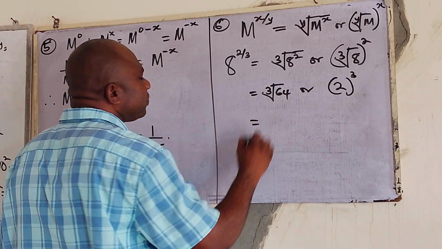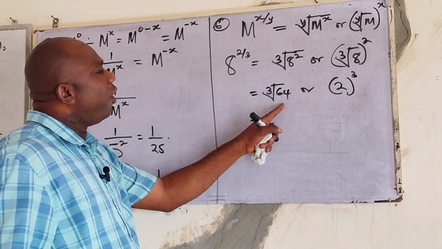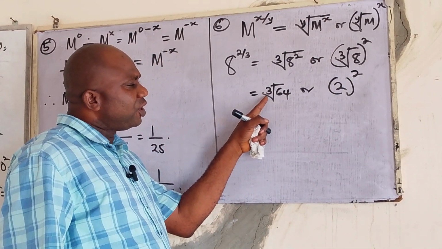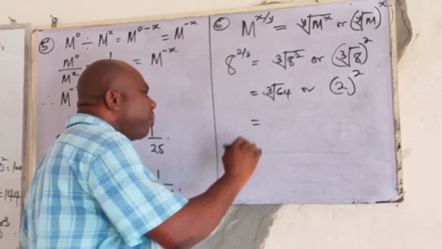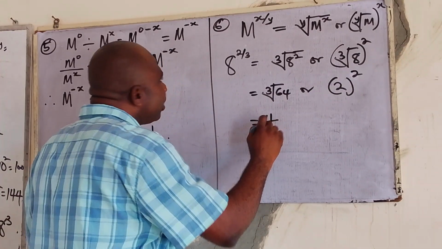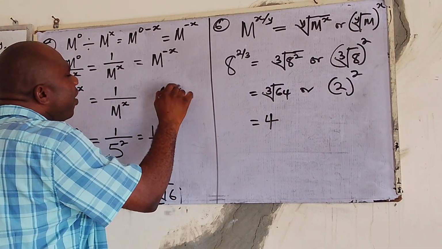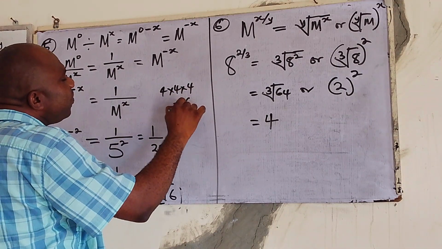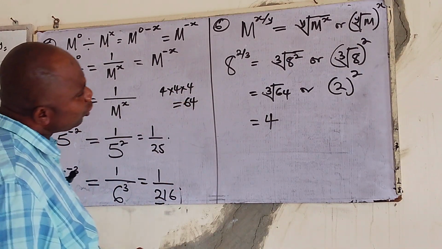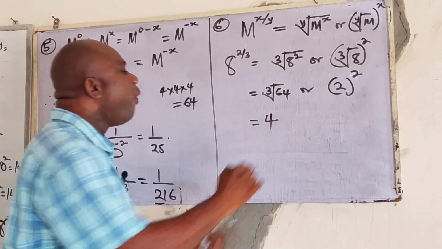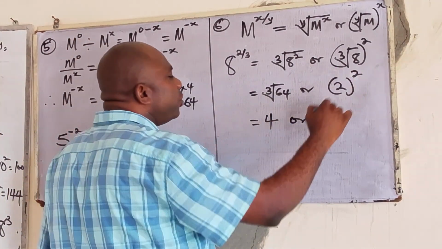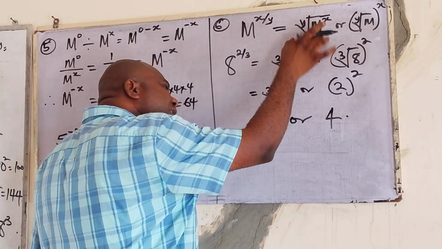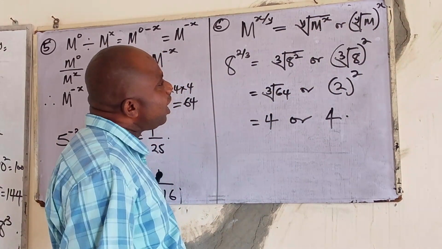So looking at this, the cube root of 64 is a number that will multiply itself 3 times to give you 64. And that number is 4. Yes, because 4 times 4 times 4. 4 times 4 is 16. 16 times 4 is 64. So it means the cube root of 64 is 4. Or here we have it, 2 power 2 is 4. So you can use any of this. Yes, you can use either this or this. It will give you the same value.